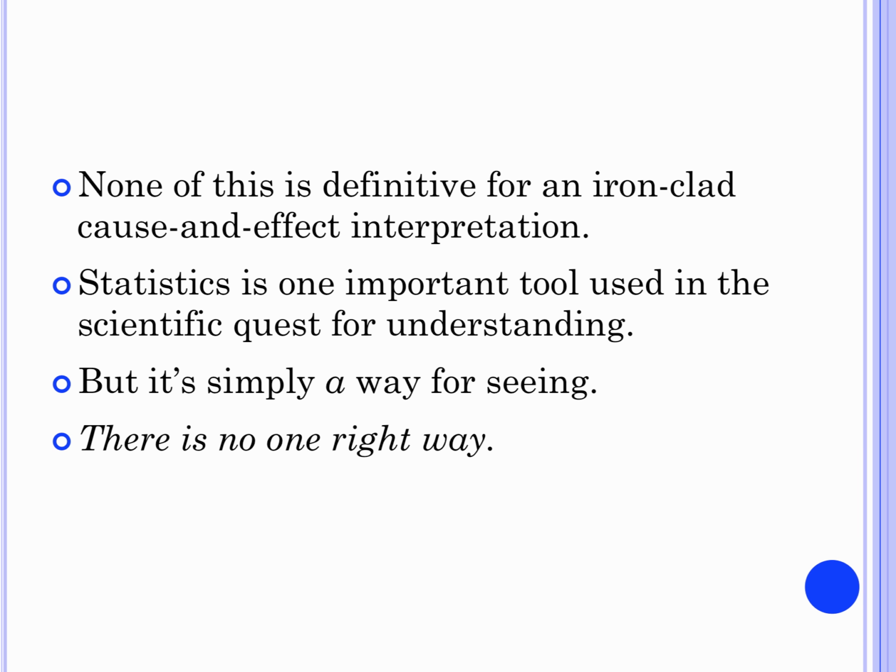Statistics is one part of the scientific method, one important tool used in the scientific quest for understanding. It's a simple process and is simply a way for seeing. There is no one right way. You need to select a way and justify your choices. We've seen many tests that are applicable in multiple situations. If you follow the 10-step method and apply what you've learned in a systematic way, that will help you answer your scientific questions.